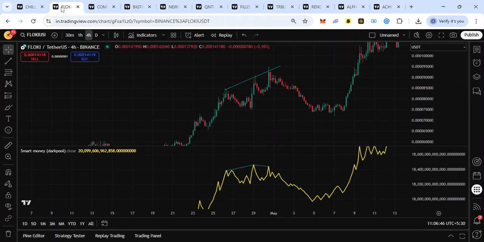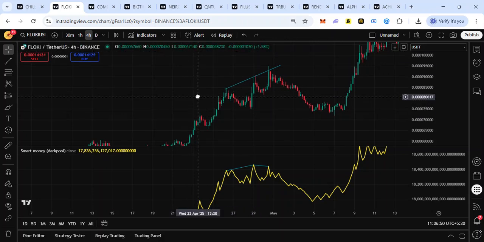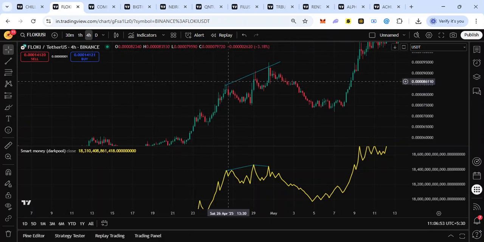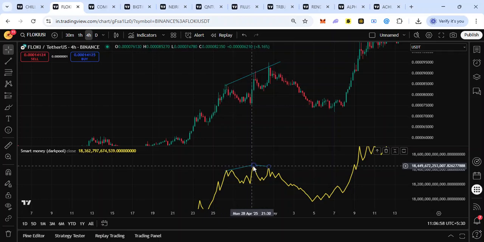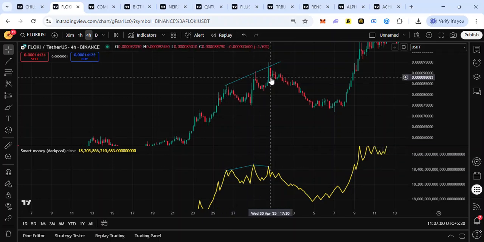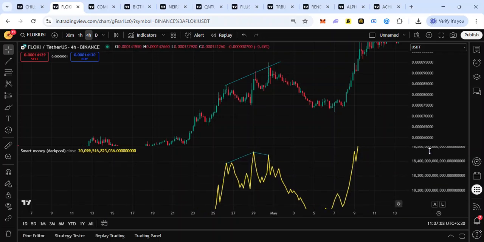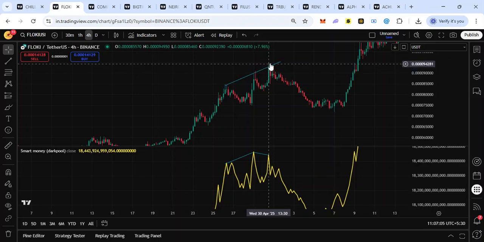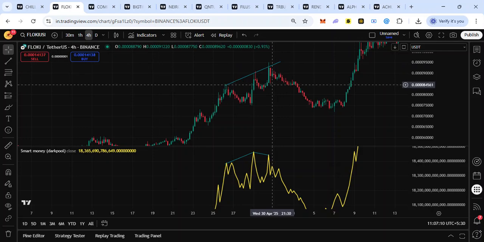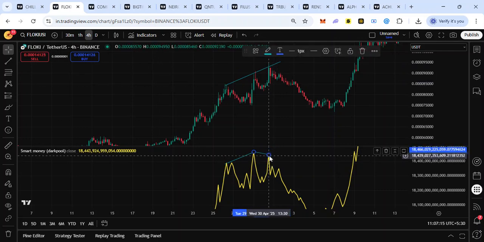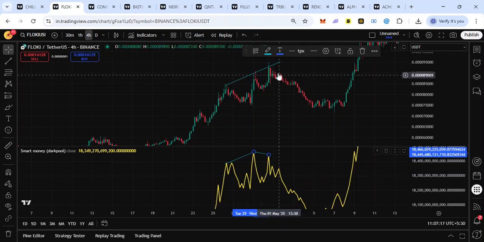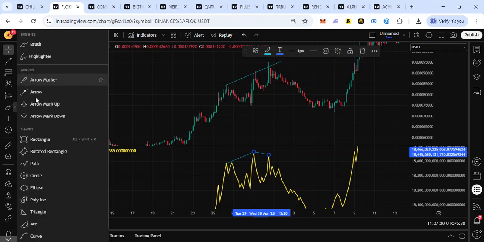Now let me take you to another example, and that is Floki USDT. The same thing happens. The market has made a higher high here, but I have seen that at first it made one high, and after that the smart money is dumping. They are not interested in another higher high, which is purely driven by the retail traders. But here you can see clearly the smart money is dumping.